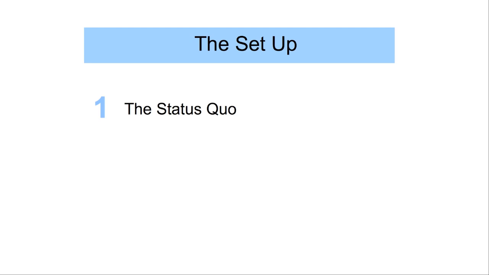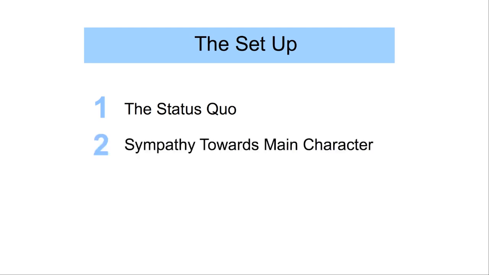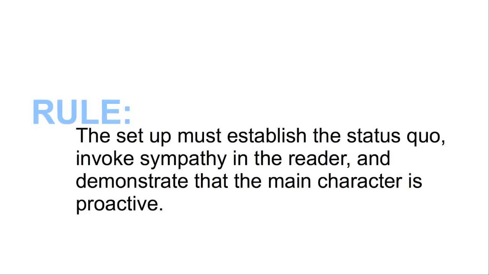The status quo, this is what life is like before the meat of the novel takes place. Sympathy towards the main character, this is established by showing a hardship or problem the character must face. And an active main character, this is established by showing the character being proactive. Rule: the setup must establish the status quo, invoke sympathy in the reader, and demonstrate that the main character is proactive.